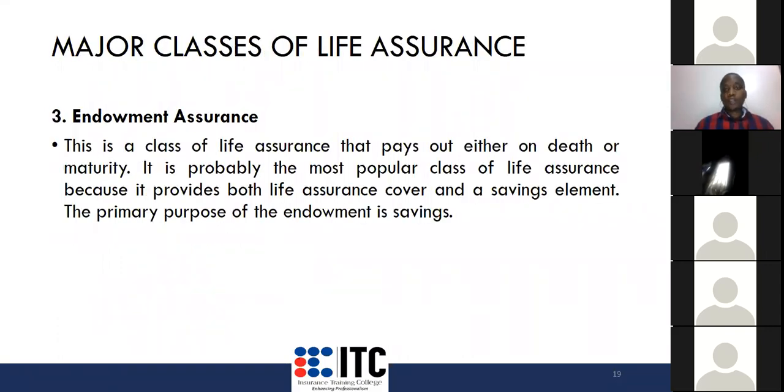Then finally, we have the third and the most popular class of business for individual life in Uganda. That's the endowment assurance. This is the class of life assurance that pays out either on death or on maturity. So this is where you see a policy maturing. It's the most popular, just to reiterate that, and it's because people want a little bit of both. People want protection and also want to save and invest.